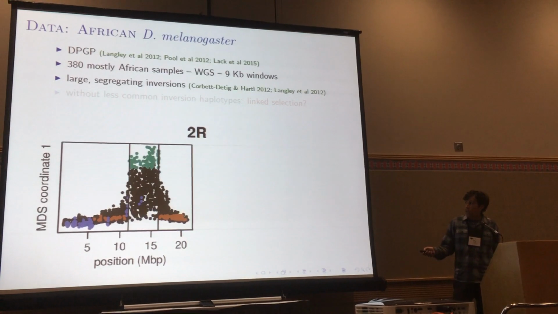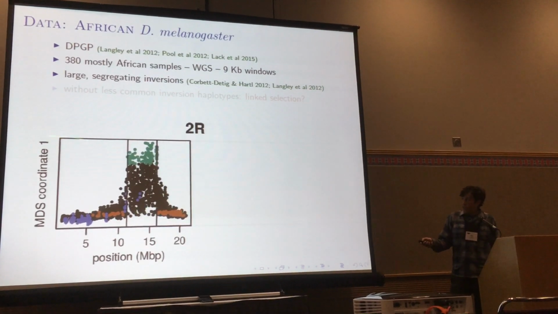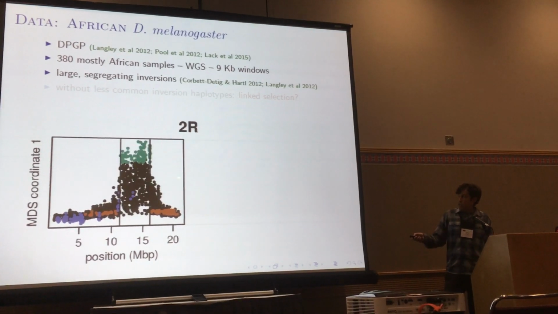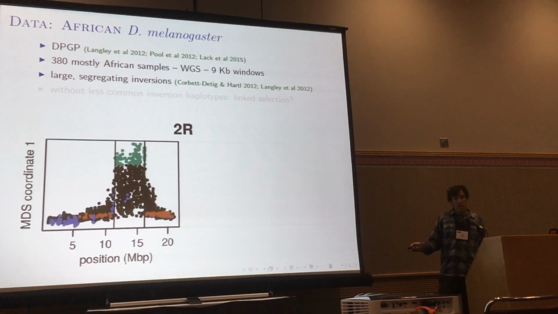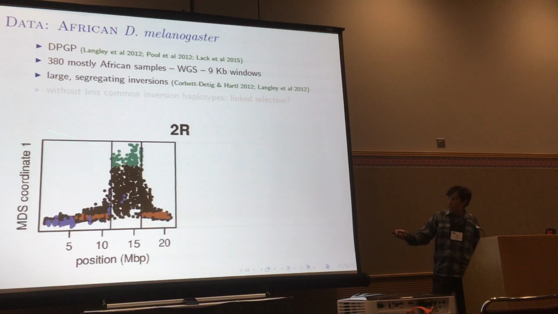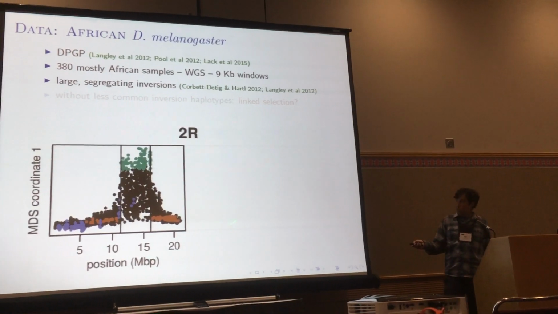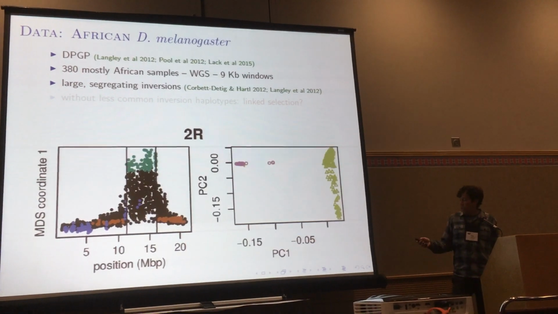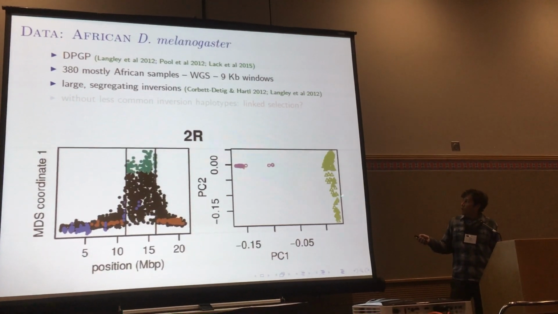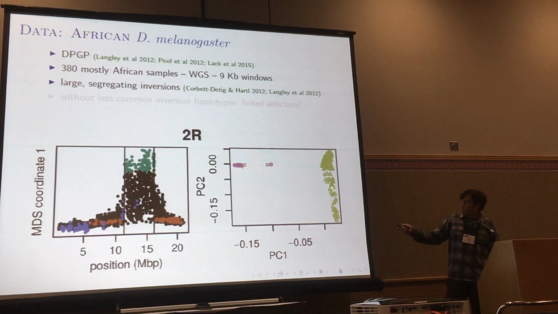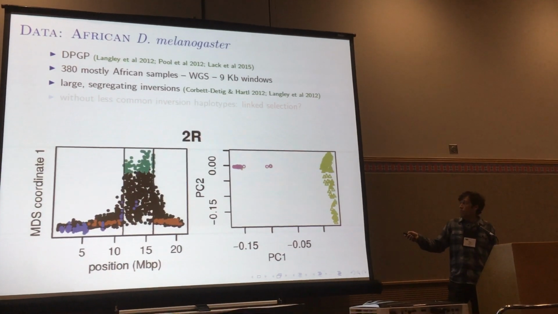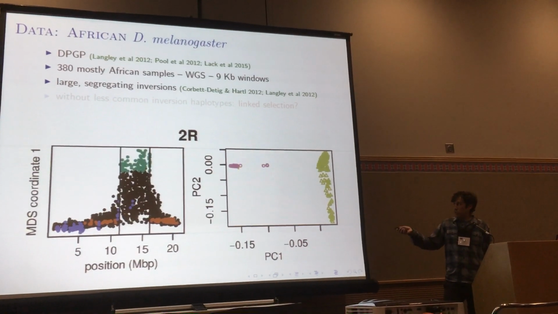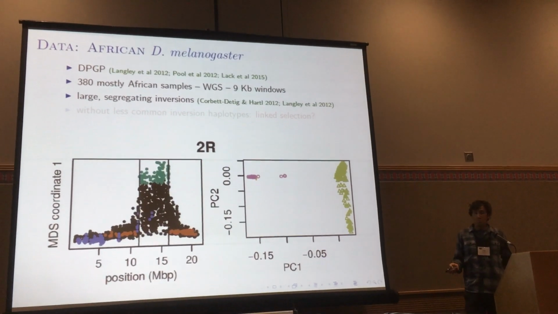These lines are the breakpoints of that inversion. You see the main variation in population structure along the chromosome is inside versus outside of the inversion. Then if you pull out these green windows, the ones that show the most extreme population structure in this direction, and do PCA on them, this is the PC plot, where points are flies, colored according to which orientation of the inversion they have. So it tells you who has what orientation of the inversion.